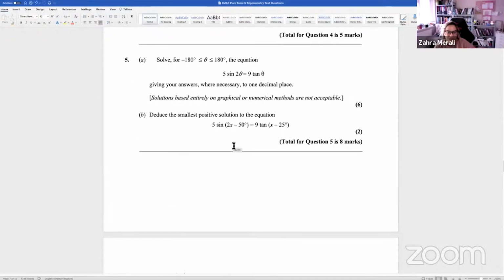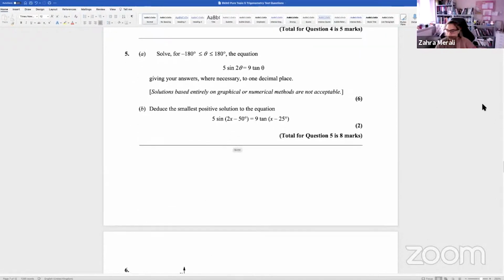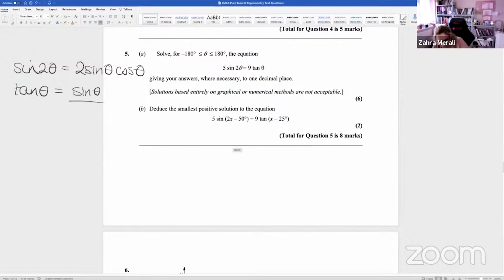Right, question 5. Solve the equation 5 sine 2 theta equals 9 tan theta. Okay, so when you've got a mixture of different things, the best and easiest way is to change everything into sines and cosines. Now you should know your trig identities. So you should recognize that sine 2 theta is 2 sine theta cos theta. And you should also know that tan theta from AS is sine theta over cos theta.